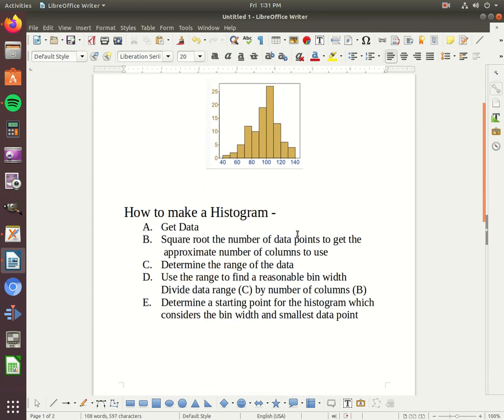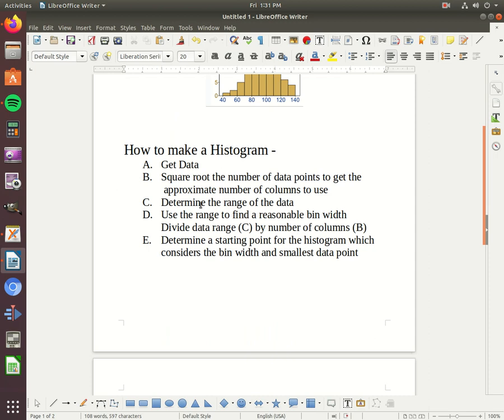Now, how to make a histogram. I'm going to go through these steps real quickly, but a little bit later in the video I'm going to show you how to actually make a histogram using real data, so I'll kind of bounce back and forth between them. First off, you get data, then you're going to square root the number of data points to get the approximate number of columns to use. Once you know how many columns you want to use, you're going to figure out the range of the data, and then just sort of divide those numbers to see what makes sense, how wide should the bins be.